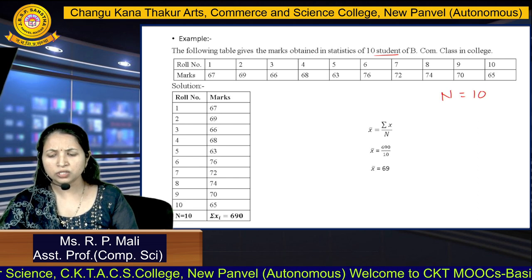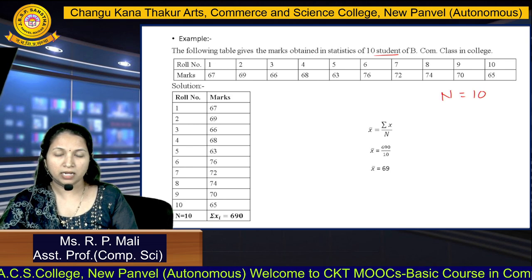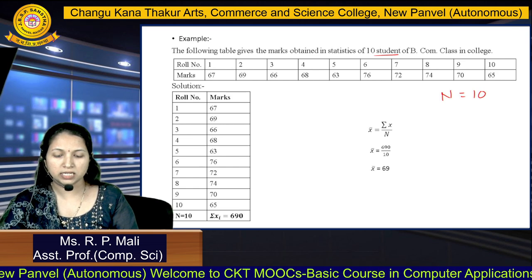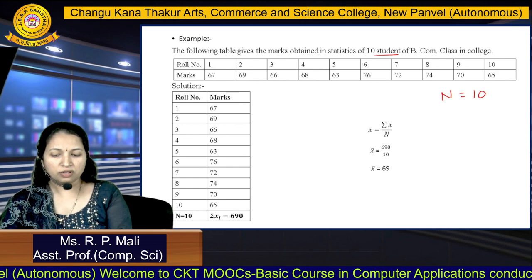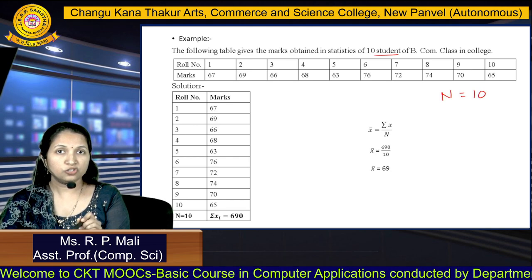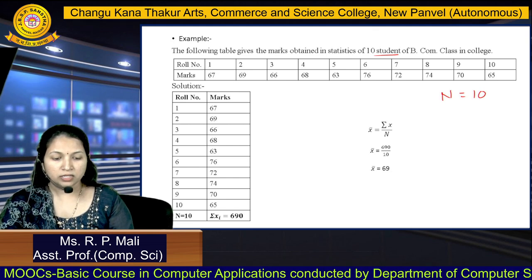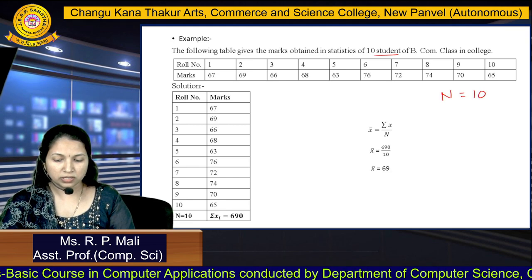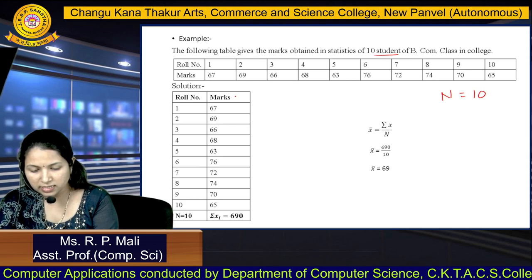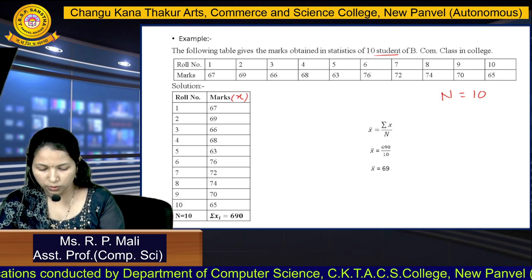So for example, roll number 1 got 67 marks, roll number 2 got 69 marks, roll number 3 got 66 marks. The values are not in a continuous way, so this type of data is called what? Your individual data. So as per the steps, what is the first step? We are going to find the summation of x. So we can consider these marks as what? The X variable.